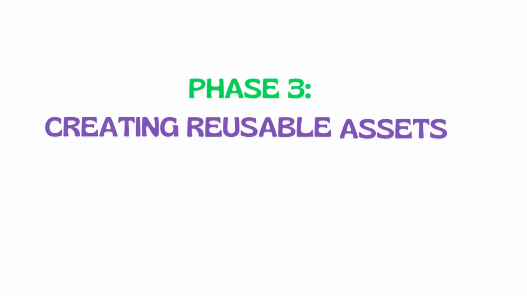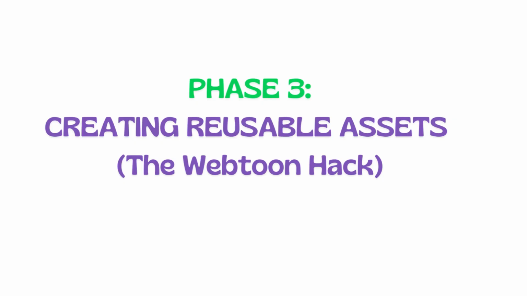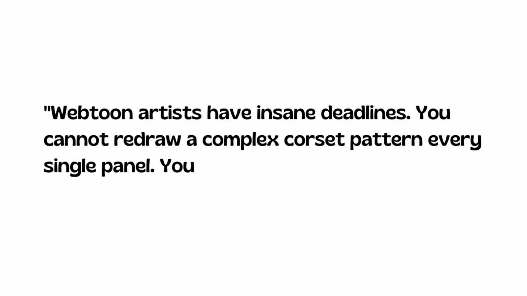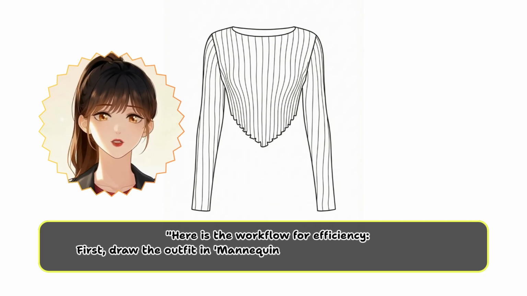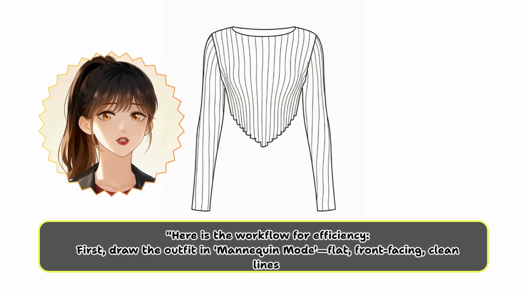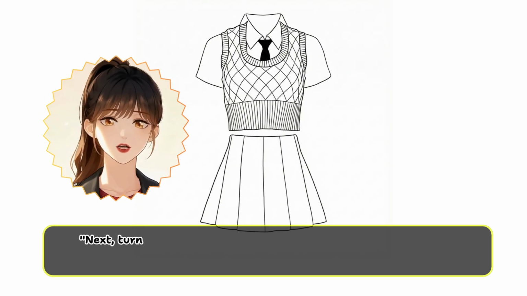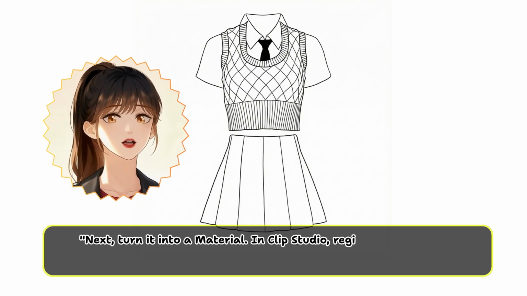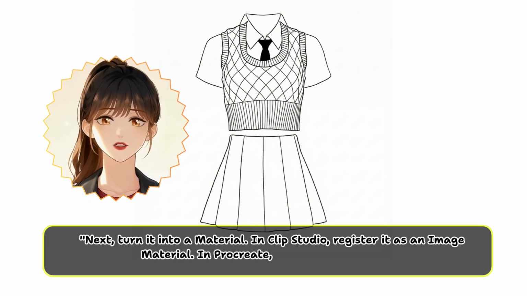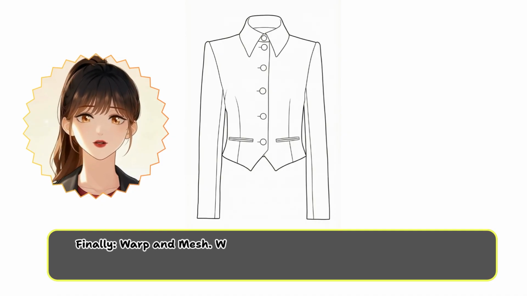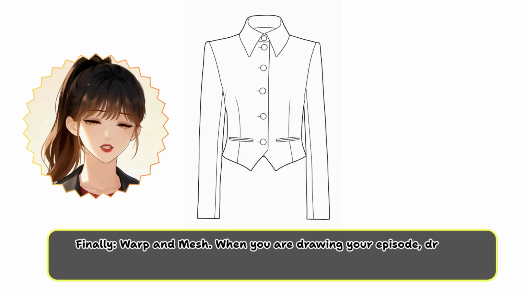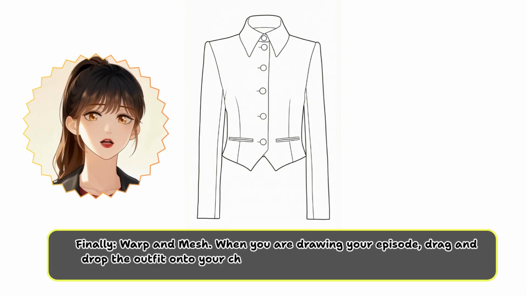Webtoon artists have insane deadlines. You cannot redraw a complex corset pattern every single panel. You need to create assets. Here is the workflow for efficiency. First, draw the outfit in mannequin mode, flat, front-facing, clean lines. Next, turn it into a material. In Clip Studio, register it as an image material. In Procreate, save it as a clear PNG. Finally, warp and mesh. When you're drawing your episode, drag and drop the outfit onto your character.